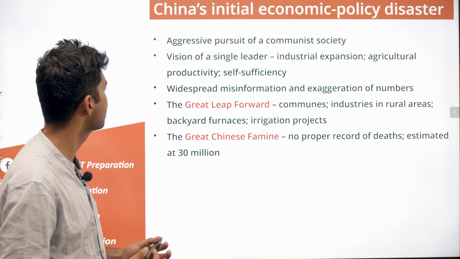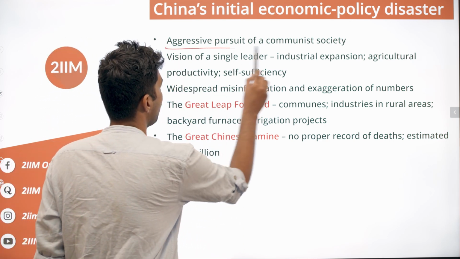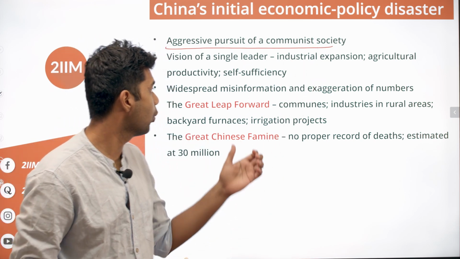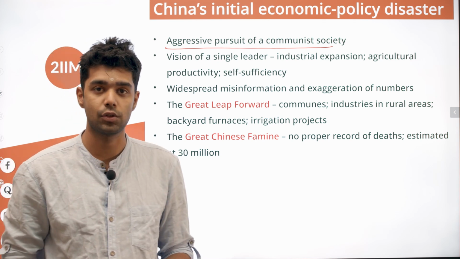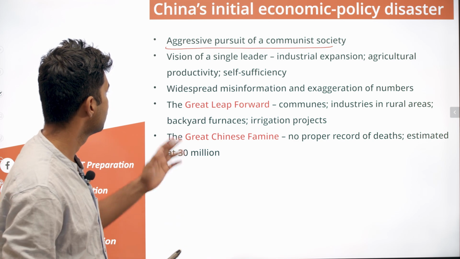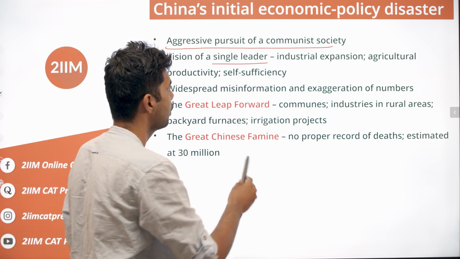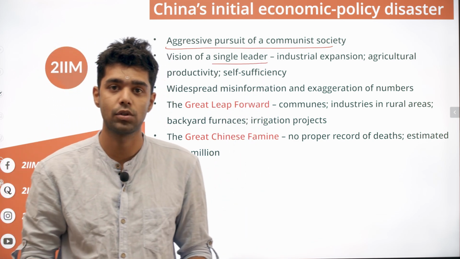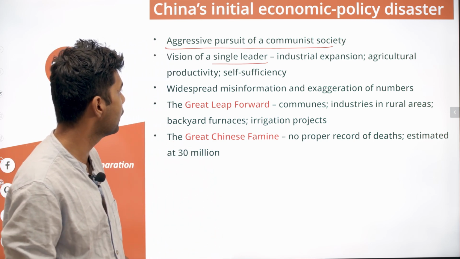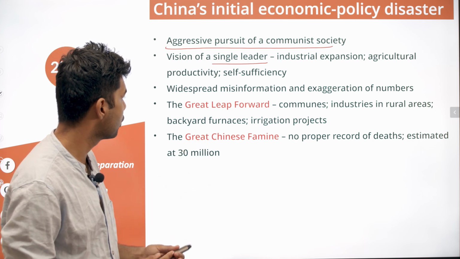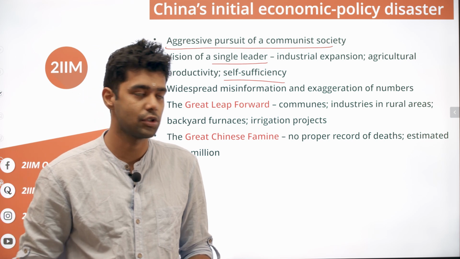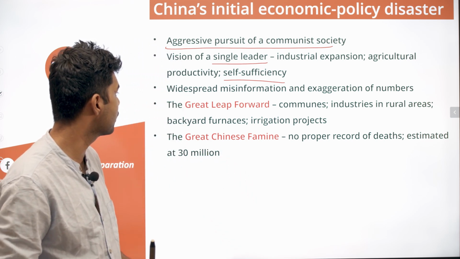It made a lot of mistakes. The first major mistake was the aggressive pursuit of a communist society under the vision of Mao Zedong. He wanted to bring a communist society as quickly as possible, but the people of China were not really tuned to that. So this was all about the vision of a single leader. He wanted industrial expansion to happen rapidly. He was trying to compete with Russia on some level. He wanted to be like Russia. He wanted to expand agricultural productivity, and self-sufficiency was stressed. In India also self-sufficiency was stressed, but here it was extremely aggressive.